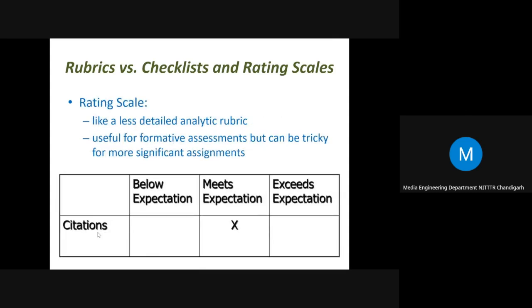A rating scale is of this kind. In a checklist we are providing just a grade based on yes or no, but in rating scales we have certain parameters. Like in a rubric we have criterion points, similar parameters are there in the rating scales. And there are performance levels; here you can see three performance levels: below expectation, meets expectation, exceeds expectation. And the teacher has to award one particular performance level based on the criterion point.